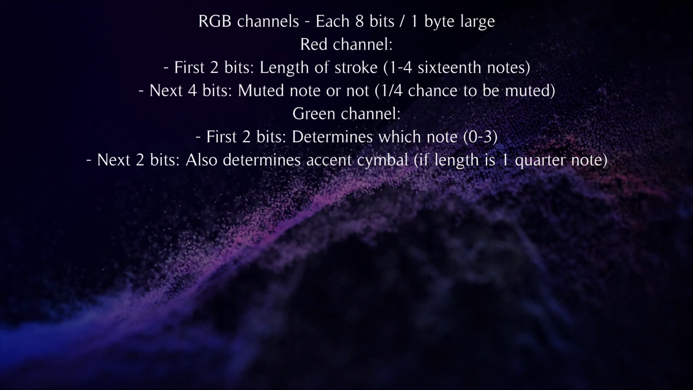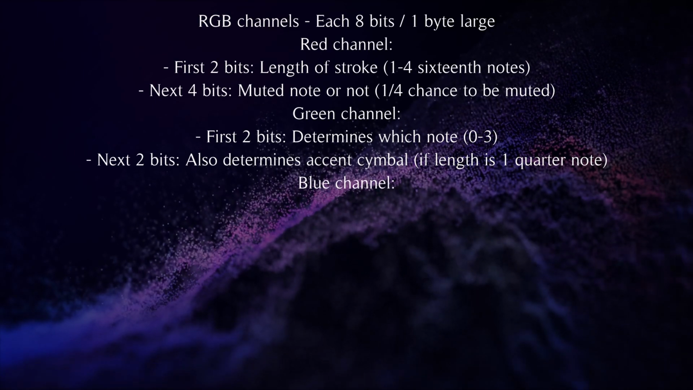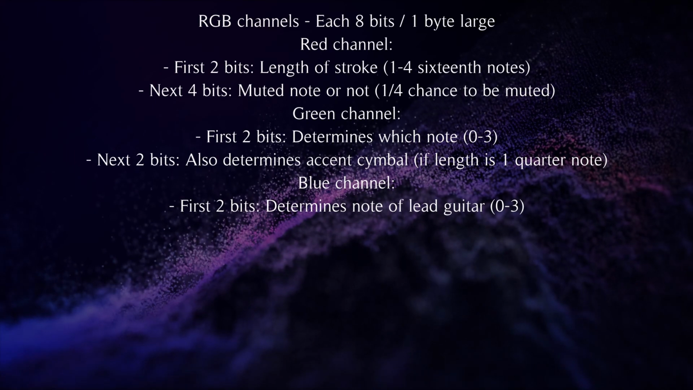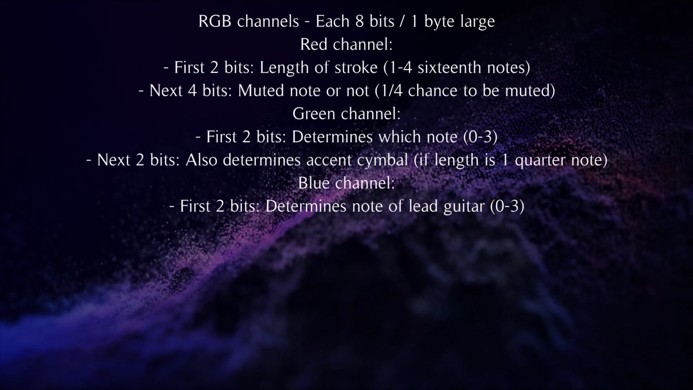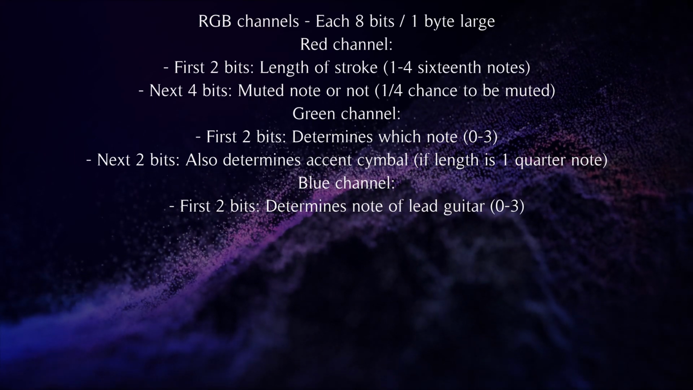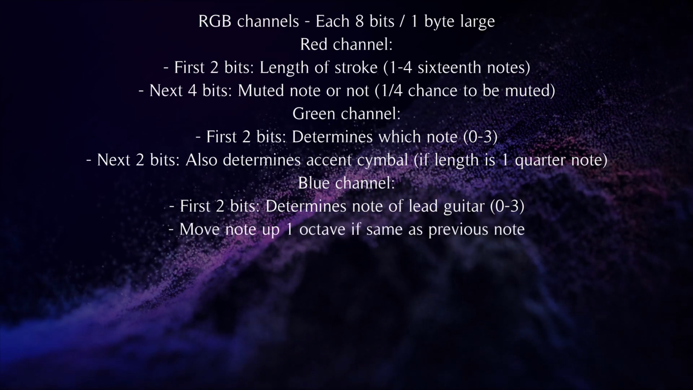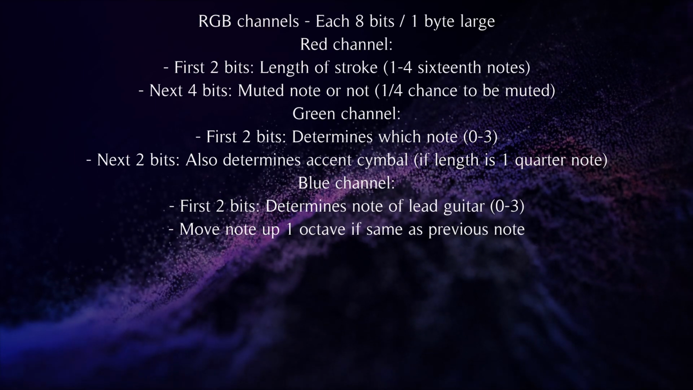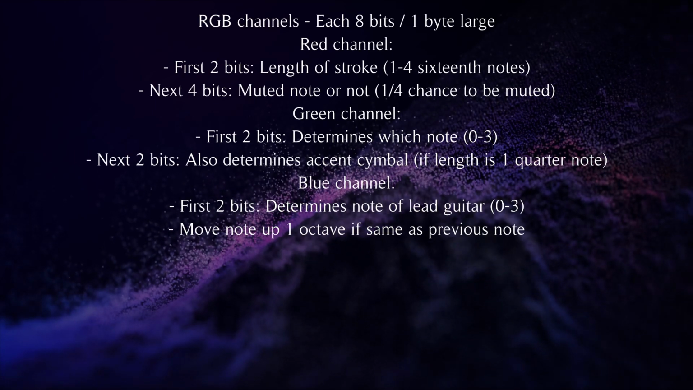Similar process to the rhythm notes. This time the blue channel determines the note. Again, I only use the first 2 bits of the blue channel for a possible note range of 0 to 3, played on the high E string of the guitar. This process also keeps track of the last played note, so if it's the same note, we just shift that note up an octave to eliminate repeats.